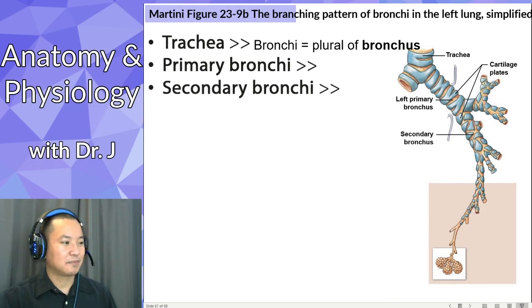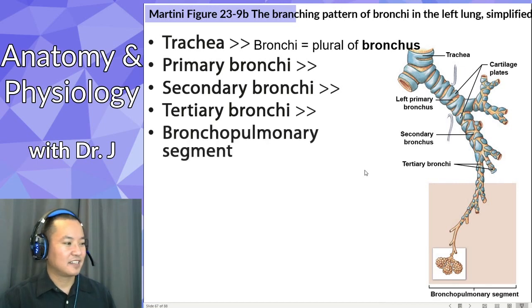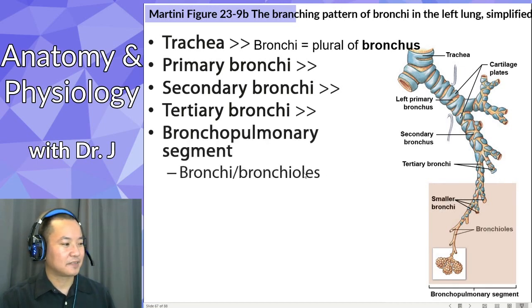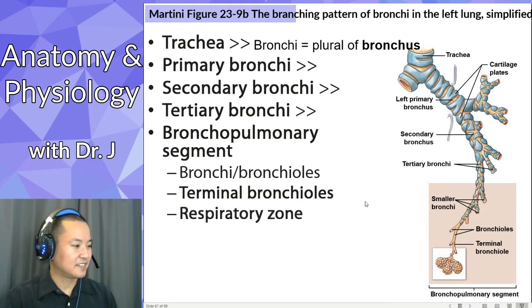And then you have your secondary bronchi, which get smaller. And then you have tertiary bronchi, which branch and get smaller. And then you have your bronchopulmonary segment, which includes even smaller bronchioles. And then you finally have a terminal bronchiole. So again, terminal means the end of something. So now these passageways are finally reaching their end destination. What's the end destination? Well, their end destination is the respiratory zone.